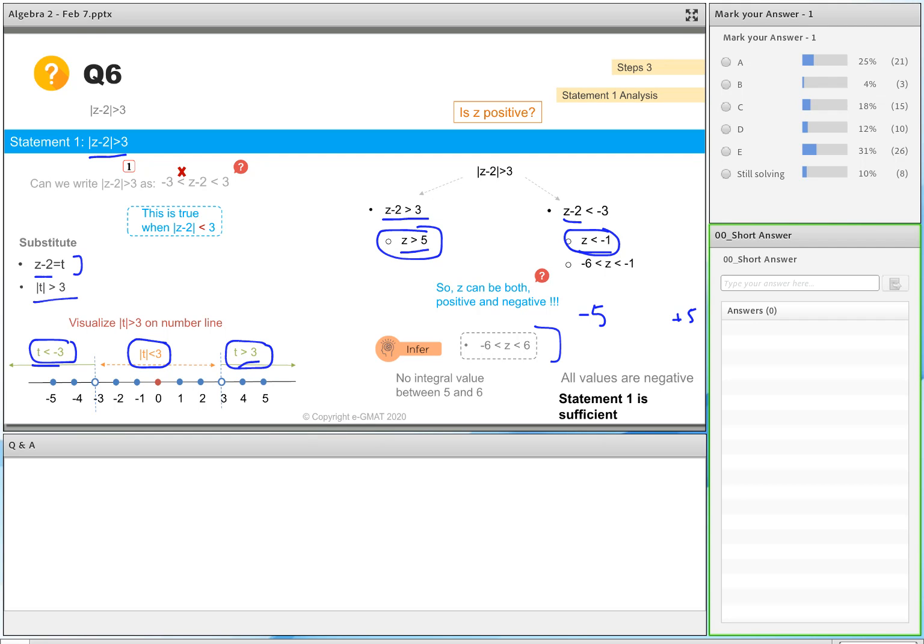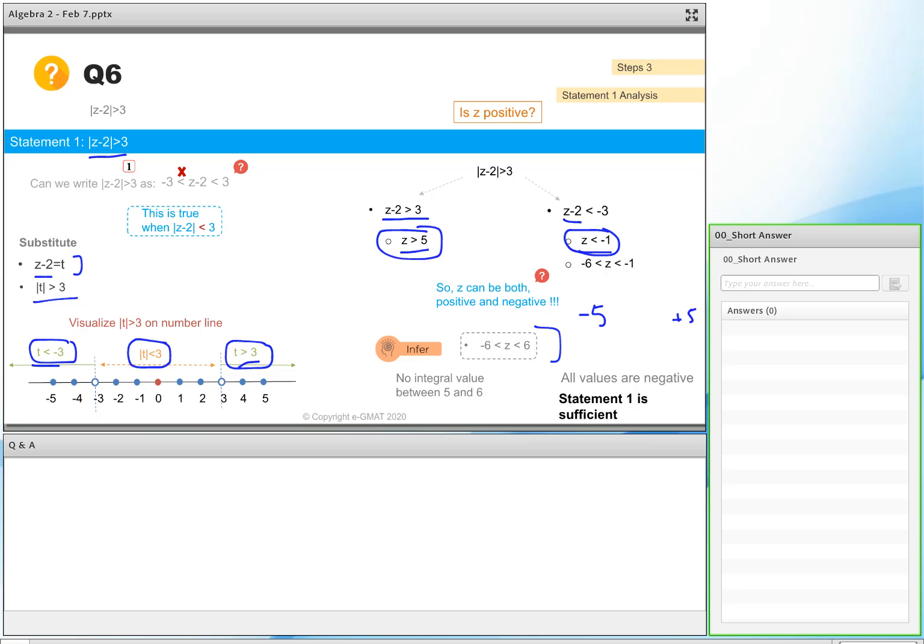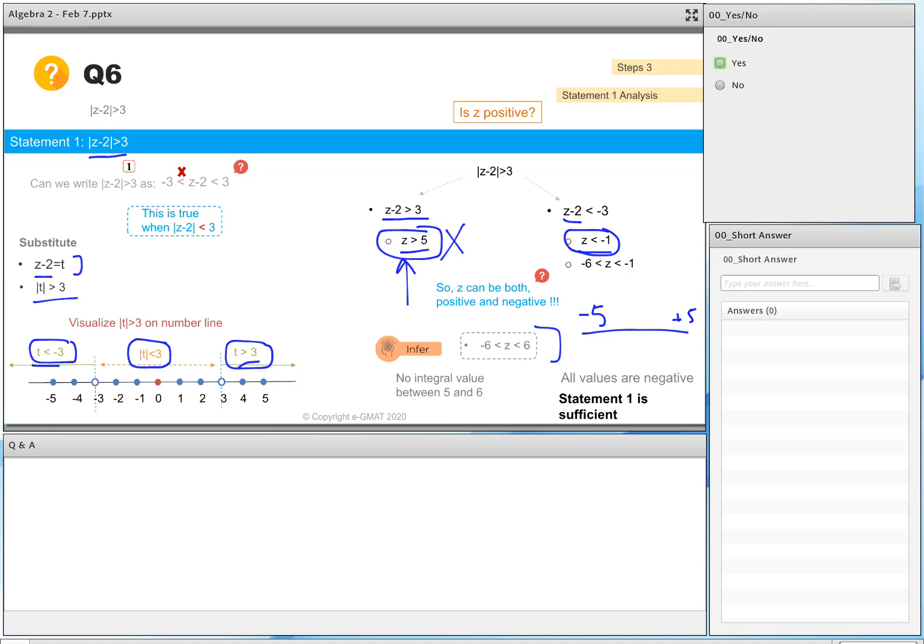Okay, I'm going to open the yes no poll. Just give me a moment over here. Let me reopen the poll for all of you, and then tell me, if z belongs from -5 to +5 and z is an integer, is there any value where z can be greater than 5? No, right? So from this, we don't have any alignment with the question, so we can simply reject this part.